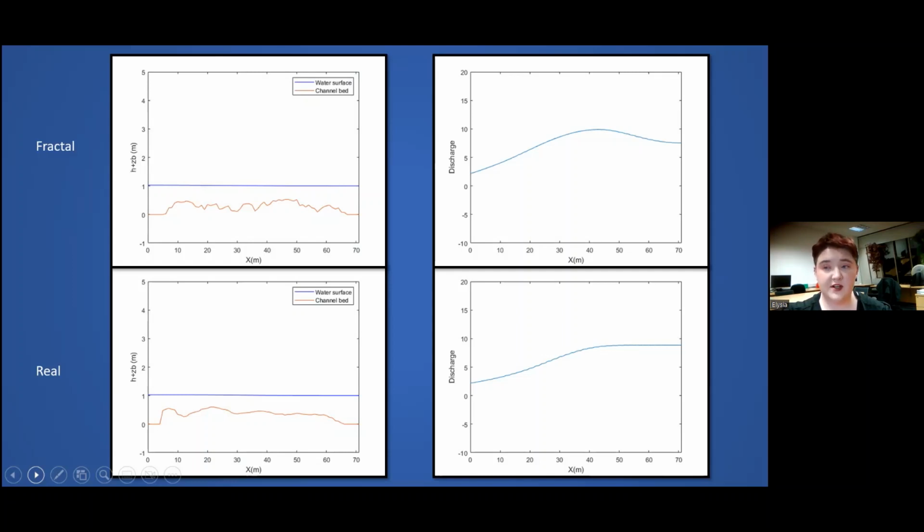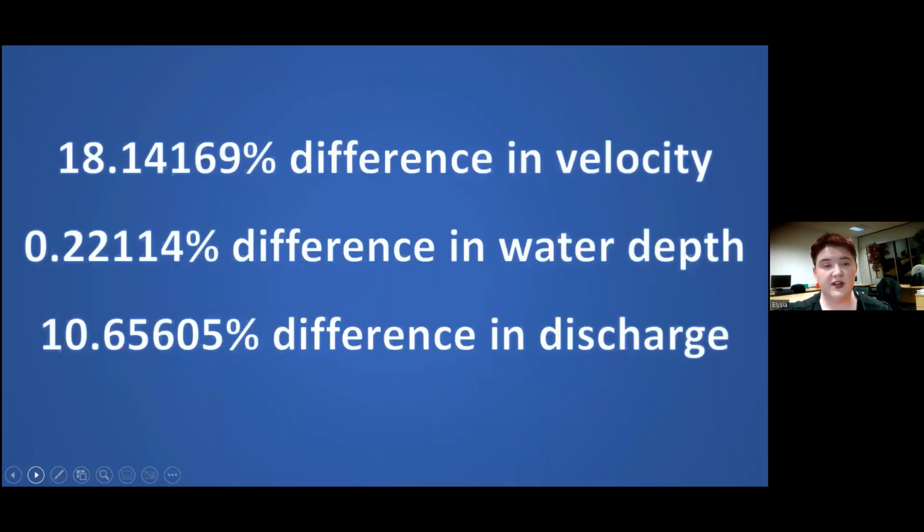Upon further investigation, the velocity results of the real compared with the generated bed show only an 18.14% difference, which is incredible, given that only slight changes in topography can have vast impacts on the outcome. The differences in water depth is only 0.22%, which is again incredible. That's less than 1% difference. And the differences in discharge is 10.66%.